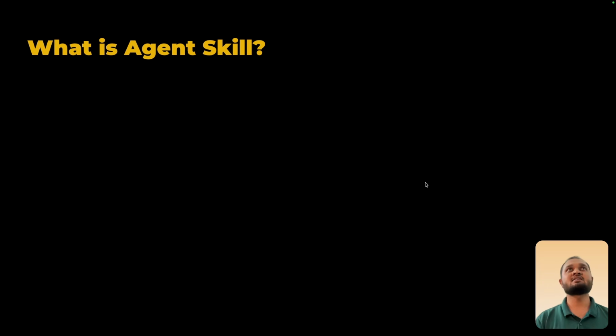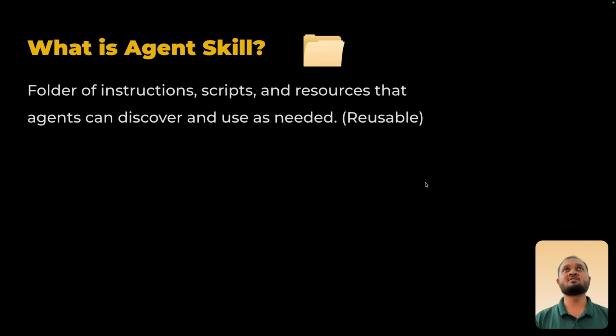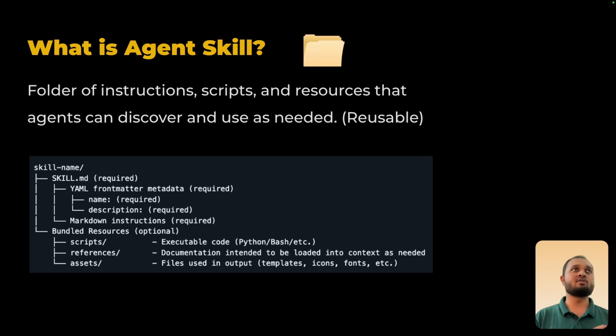What exactly is agent skill? It is just a folder which contains instructions, scripts, and resources that an agent can discover and use as needed. This is what the structure of the skill looks like. It contains one skill.md file which is required, and bundled resources, which can be scripts, references, and assets. We'll come to that in a minute.